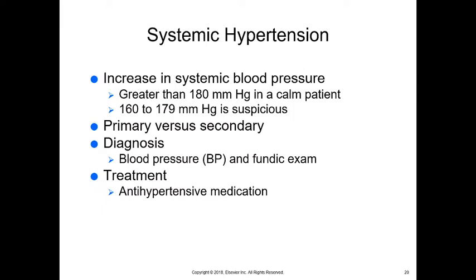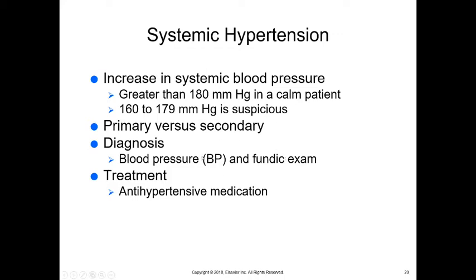Systemic hypertension can happen in dogs and cats. It's not as common as in people. If we see an increase at 180 millimeters of mercury in a calm patient, that is systemic hypertension. We need to treat that. Anything greater than 160 is suspicious. There are primary causes, there are secondary causes. Usually secondary causes are due to renal disease or cardiac disease.